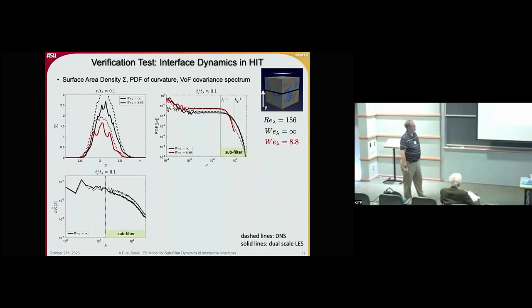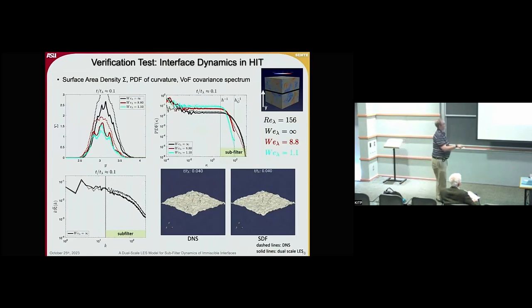Let's introduce surface tension. So Weber number, based on the Taylor microscale, of 8.8. We get much better agreement on the surface area density. There's this shift in the PDF of curvature because you're starting to filter out, due to surface tension forces, the high curvature values.